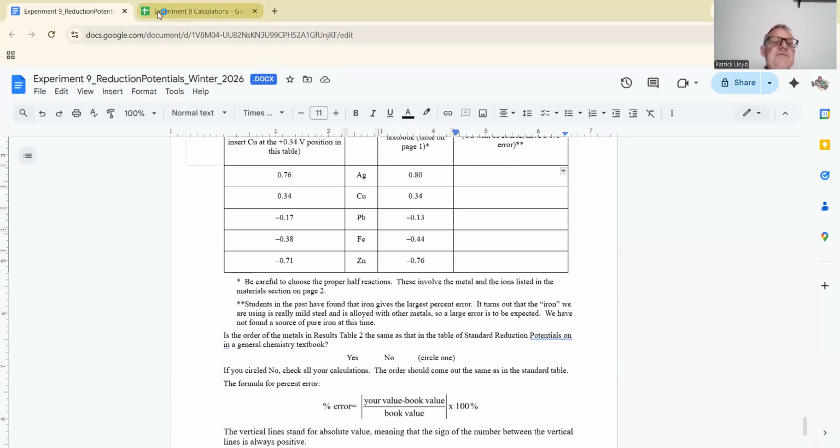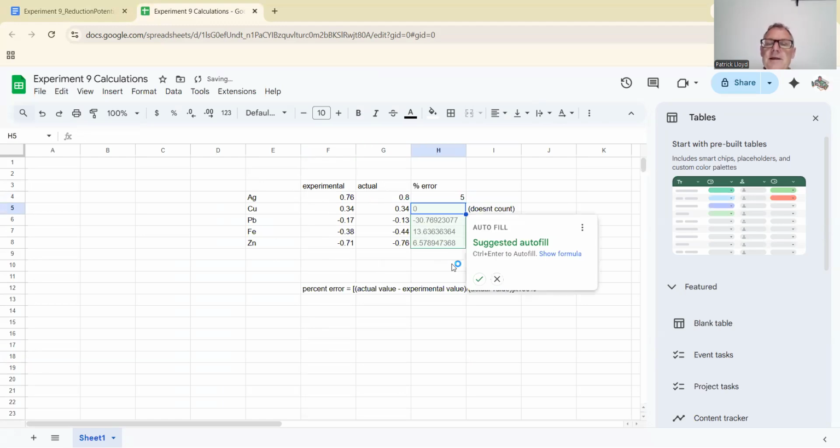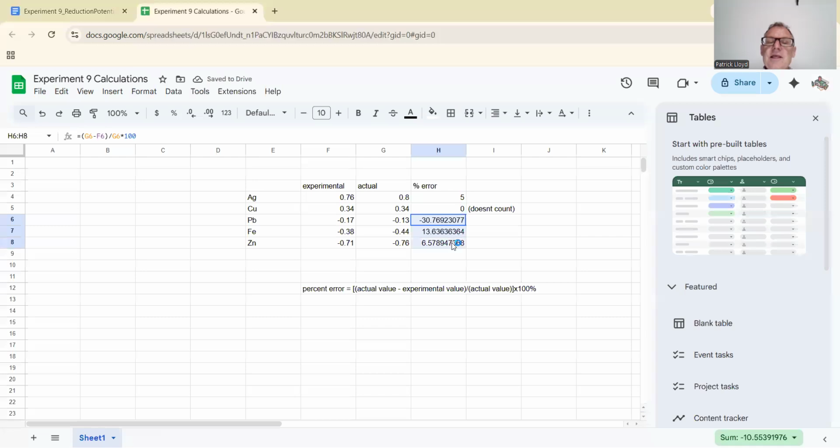Okay, so let me see if I think I have those values up here. So let's do the calculation using Google Docs. So equal sign, we're going to take the actual value minus the experimental. Then we're going to divide that by the actual value times 100. And then fill down. Of course, you should get 0 for the copper. Again, that's not a very legitimate measurement because we just essentially told it to be the correct value.